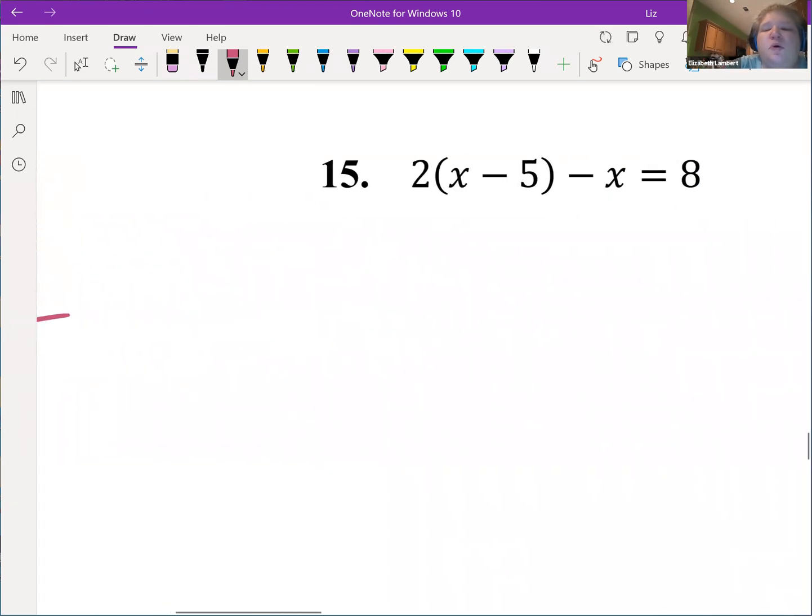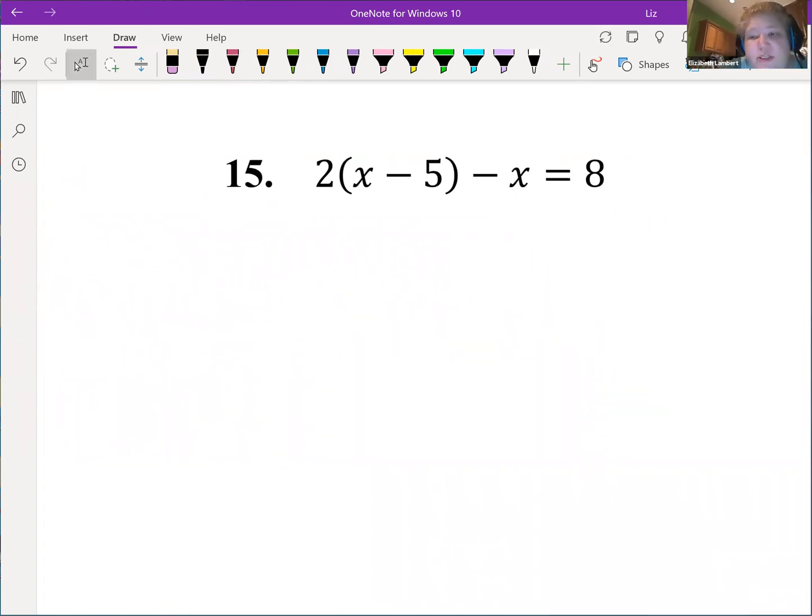Got one more in this video, the one that we start with distribution. Now it can get hairier than this, but we're not often going to do hairier than this in this class, I believe. I could be wrong. So first things first, no parentheses. Those need to go bye-bye.